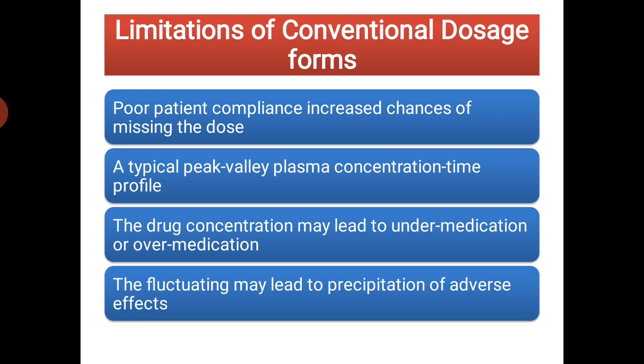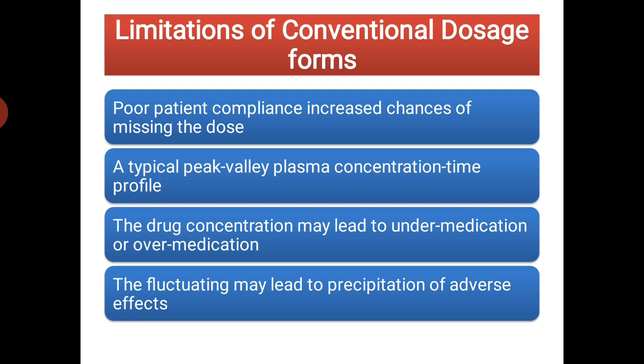The last thing is fluctuation may lead to precipitation of adverse effects. This happens whenever the plasma concentration of the drug goes beyond the maximum safe concentration. If it goes above the maximum safe concentration, there are chances for adverse drug reaction. If it is below the minimum effective concentration, nothing to worry, the only thing is it will not produce any therapeutic activity, but it will not cause any adverse effect. Whereas if it goes beyond the maximum safe concentration, surely there are possibilities of producing toxicity. So these are some of the limitations of the conventional dosage forms.